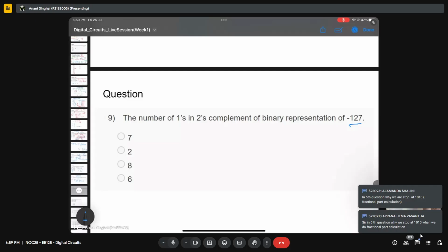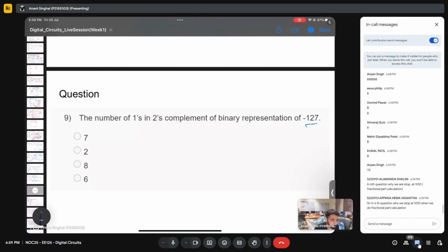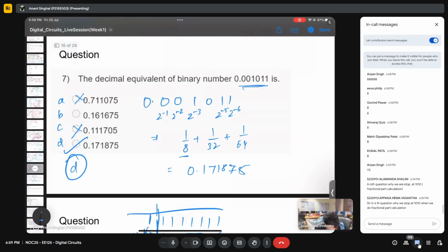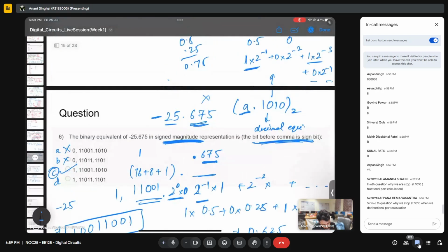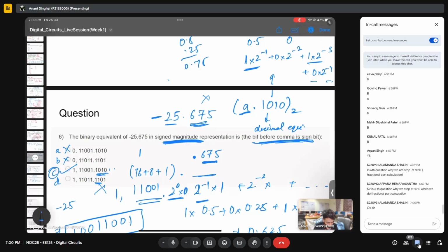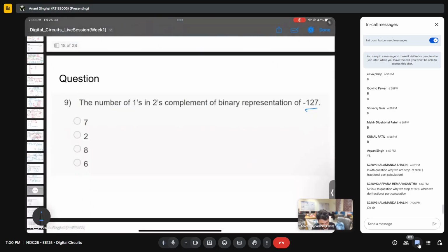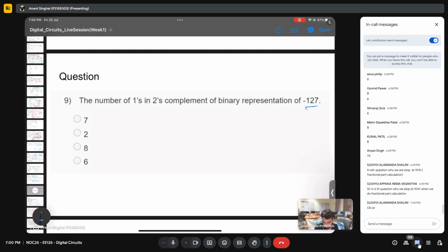Okay, so I have one more query. In the sixth question, why did we stop at 1010 when we did the fractional part? Because the options only suggested 4 digits, that is why I stopped at 1010. Since 1100 cannot be the option, the only option that I had was 1010. We could have done the exact, maybe some more ones could have been the answer, but the closest answer is option C. So let's try this question out and let me know what answer you are all getting.